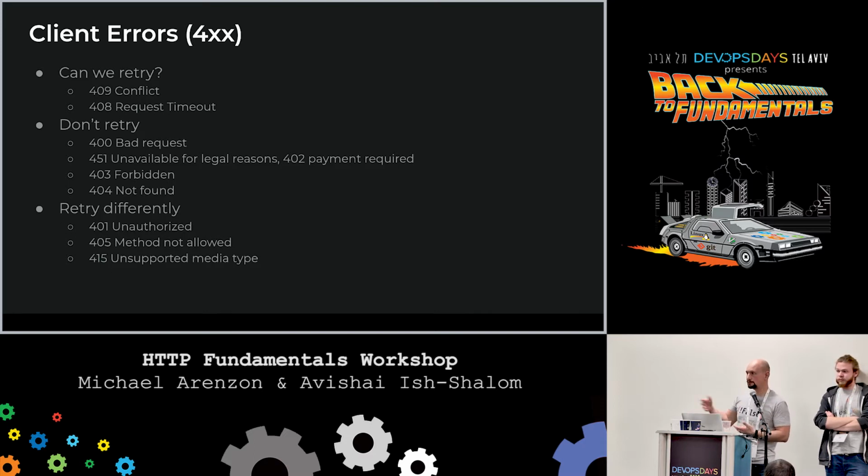Request timeout, that one's pretty obvious, right? There was a timeout. You can try again. Hopefully there will not be a timeout in the second request. But bad request, often you would get it if you're sending the wrong content type, for example. You're asking for XML and the server doesn't know how to serve XML. 451, unavailable for legal reasons. Recently added. Anyone knows why 451?